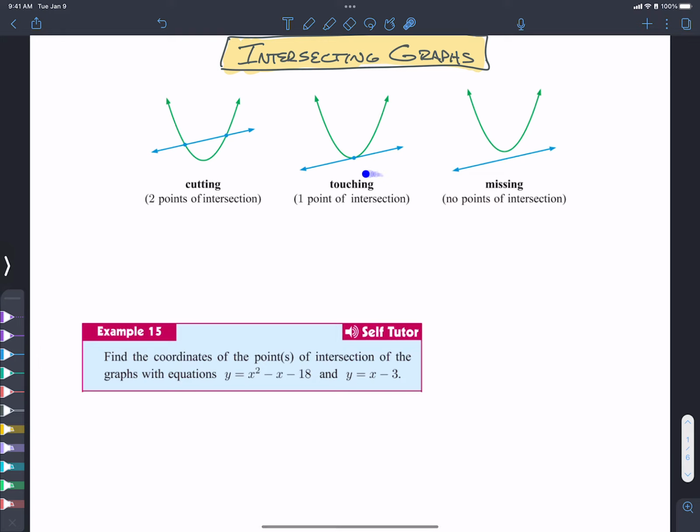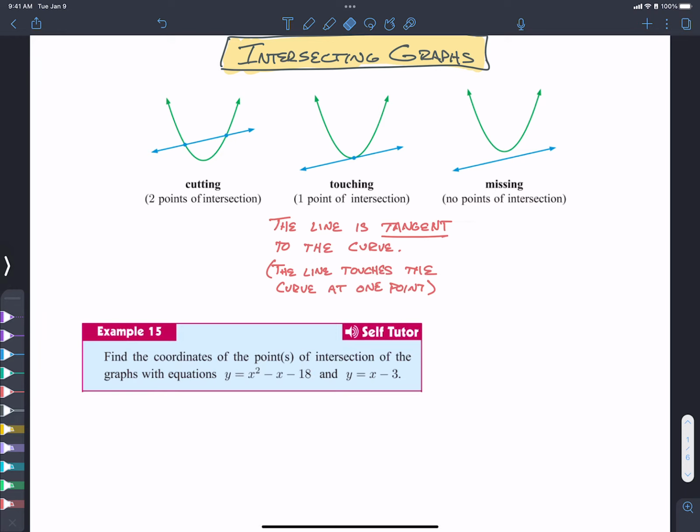First thing I want to do is talk about what this means. That is, when the line is tangent to the curve, we say that it's touching at one point. So if you ever read about or hear about a line being tangent to a curve, that's this situation where you've got one line or one curve just touching another one at one spot, just kind of skimming by each other. They don't actually cut through each other. All right, so we've got that out of the way.